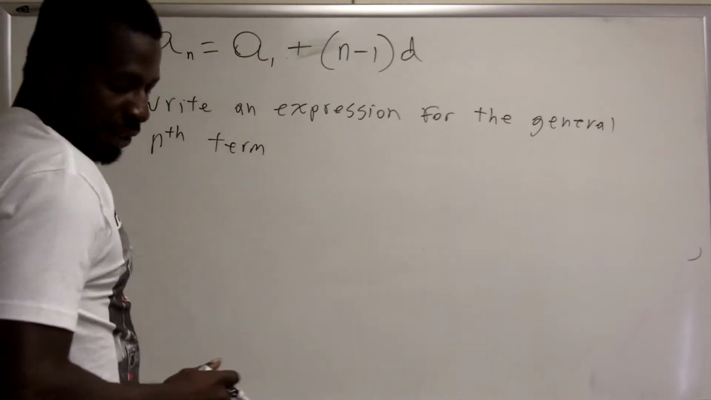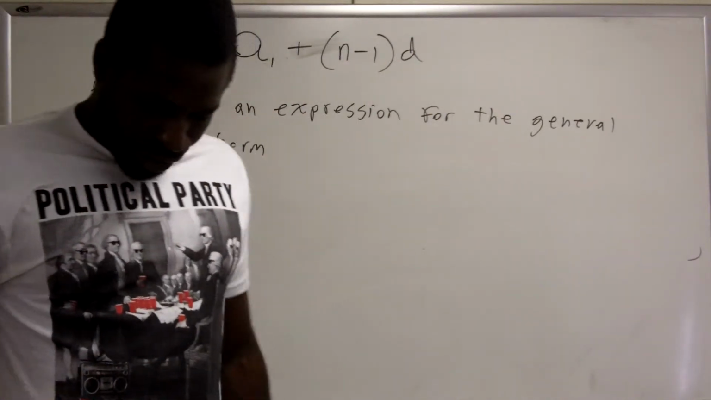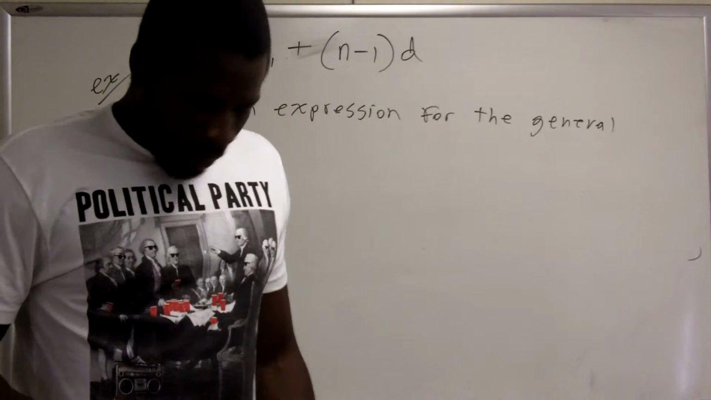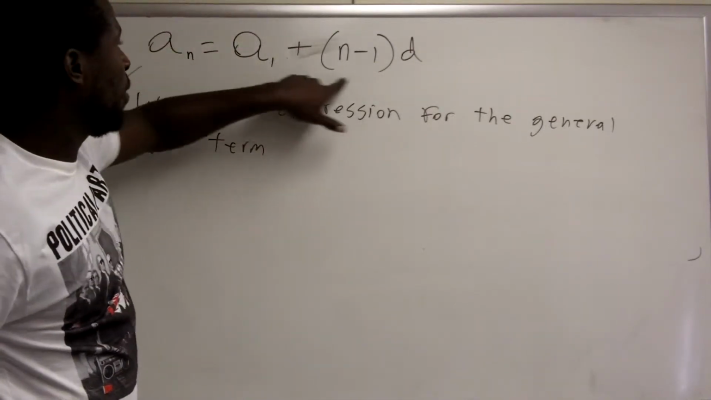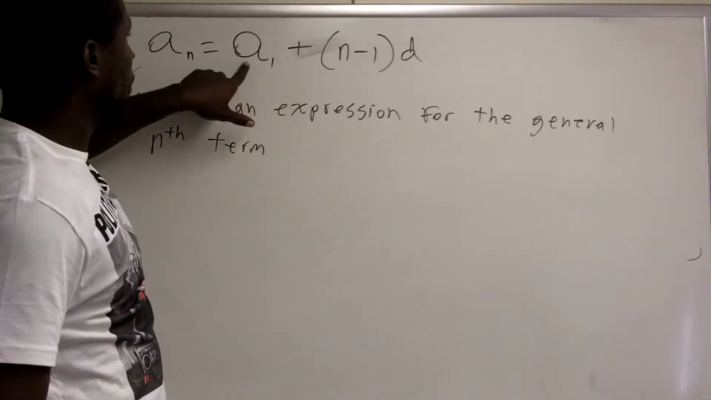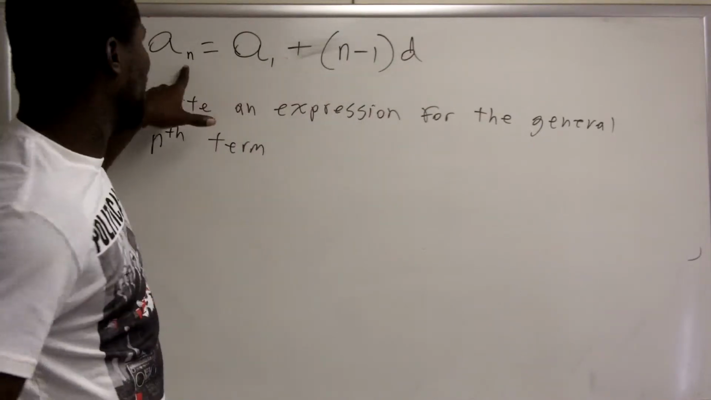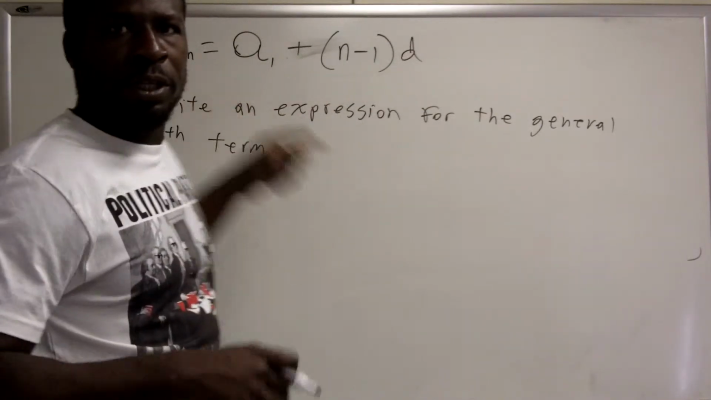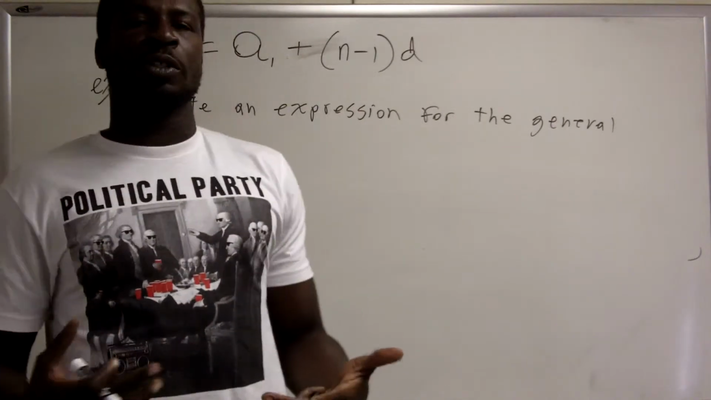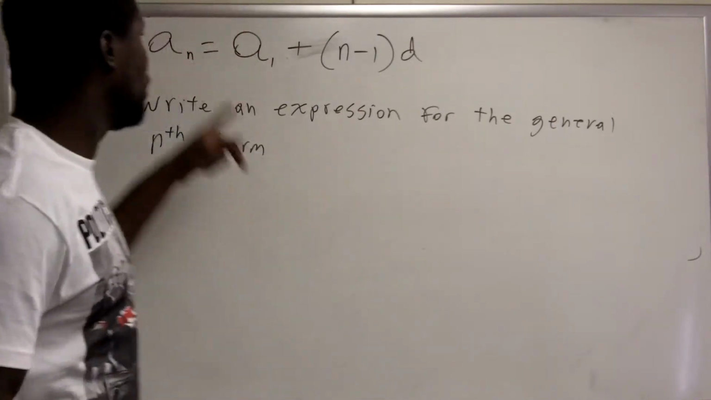So that's what we're being asked to do. We're being asked to write an expression for the general nth term. Well, in order to write an expression for the general nth term, I have to know A1 and I have to know D. I don't have to know n because that's the number of the term that I'm looking for. So I have to know A1 and I have to know D.